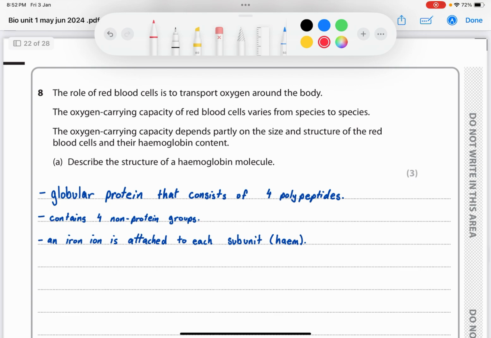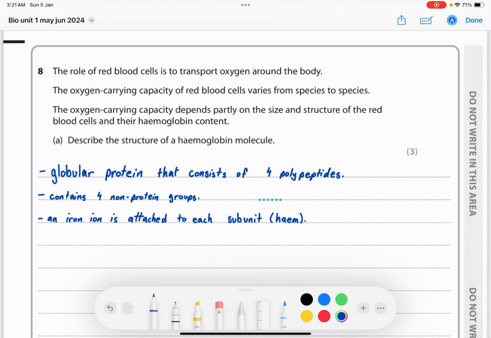I have the last question. So the role of... Okay, now we have over here the final question. We have question 8. So the role of red blood cells... Oh my gosh, wait, I'm so sorry.